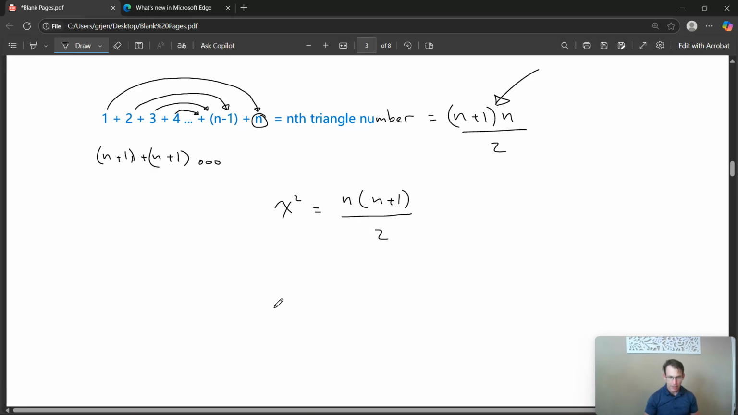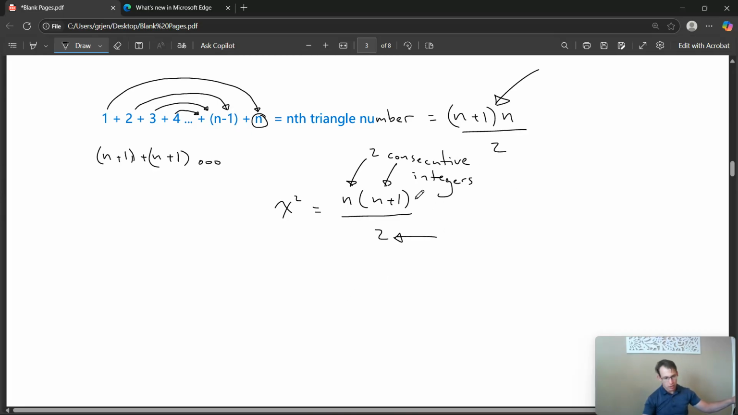Now, let's see what we can do with this. What we have here and here are 2 consecutive integers. I don't know what n is, but I do know that whatever n is, n plus 1 is the next integer. So if n is 8, n plus 1 is 9, and that's pretty easy to see. And then we're going to be dividing one of those by 2.